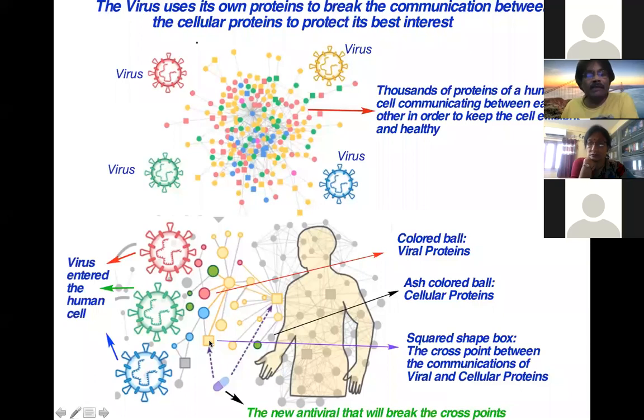And then you will see the square. It is the cross point of communication between viral and cellular protein. Any future antiviral that will be effective should be able to break this cross point. So any compound that could efficiently break the cross point between the viral protein and the cellular protein could be a potential antiviral of the future.